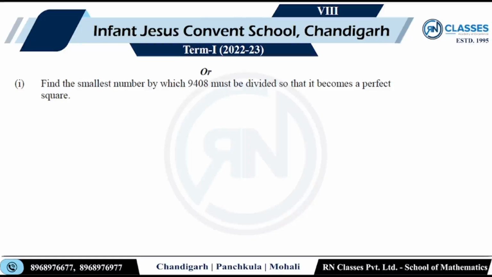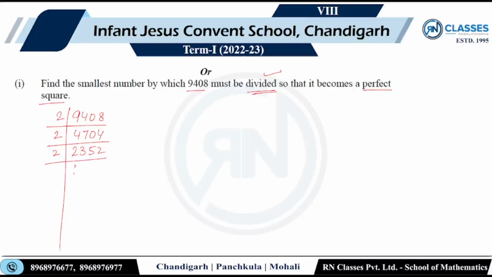So 54th had two parts. Whichever you like, you would have done that. Find the smallest number by which 9408 must be divided so that it becomes a perfect square. Okay. For making a perfect square with division, I need prime factorization. So we have to do the prime factorization of 9408. This number is divisible by 2. This would be 4704. Again, it is divisible by 2. Let me think. 2352. Again, it is divisible by 2 because it is an even number.